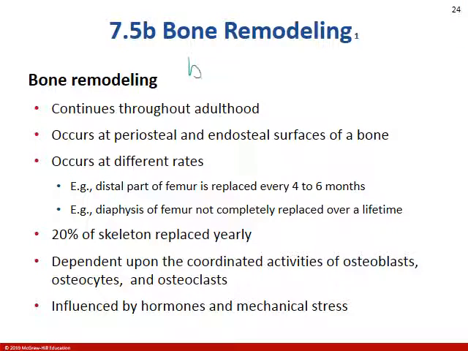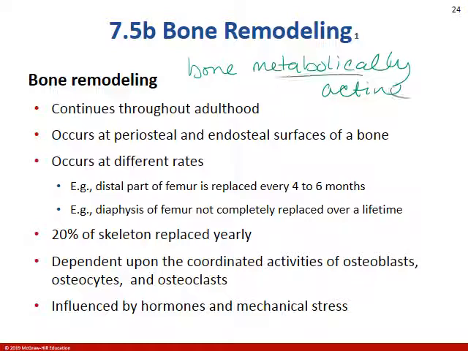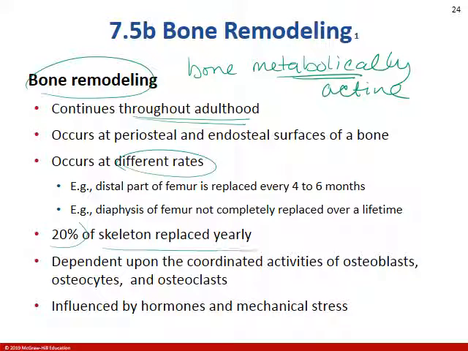Sometimes you'll hear people say that bone is metabolically active throughout your life. What they mean by metabolic, right? Build up and break down. So bone remodeling continues through adulthood for the rest of your life. So you are constantly building up bone and breaking down bone depending on your activity. It occurs at different rates, but about 20% of the skeleton is replaced yearly. So it's dependent upon the osteoblasts, which build, the osteocytes, which are the mature bone cells, and the osteoclasts, which break down bones. And they're influenced by hormones and mechanical stress.